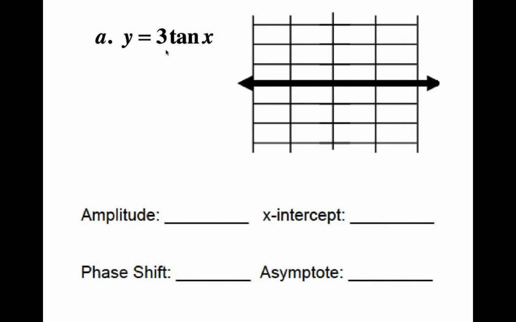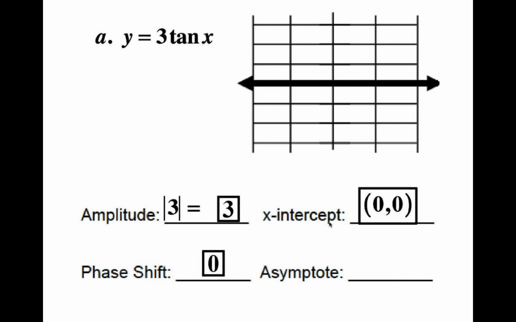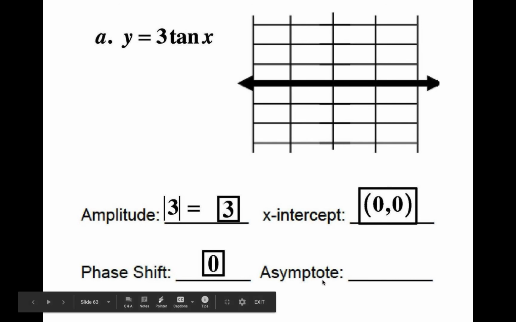So our amplitude, you take the absolute value of 3, the number in front of tangent, so that's just 3. Notice there's no parentheses, so there is no phase shift, which means your x-intercepts aren't going to shift at all. It's staying at 0, 0, which means your asymptotes aren't moving. They're going to stay at x equals negative pi over 2 and positive pi over 2.